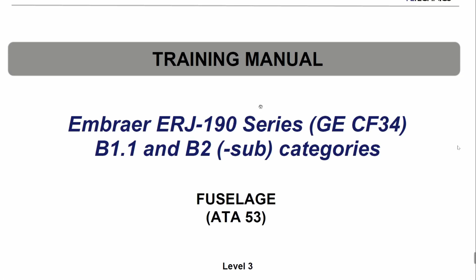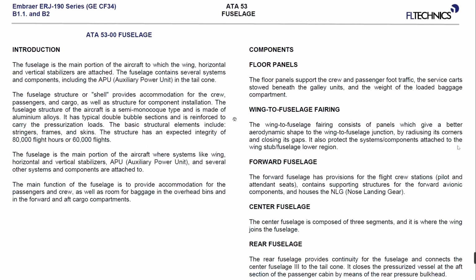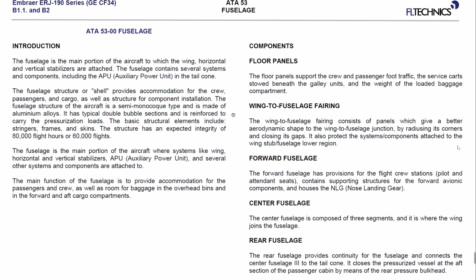Next one is fuselage, chapter 53. So here we are going to talk about the different fuselage sections and about the fuselage structure in general. Not only in general, but also in details. So the fuselage is the main portion of the aircraft to which the wing, horizontal stabilizer, and vertical stabilizer are attached. Also, we have the components of the systems attached to the fuselage, including the APU, which is in the tail cone. The fuselage structure is shell type. It's a double bubble.